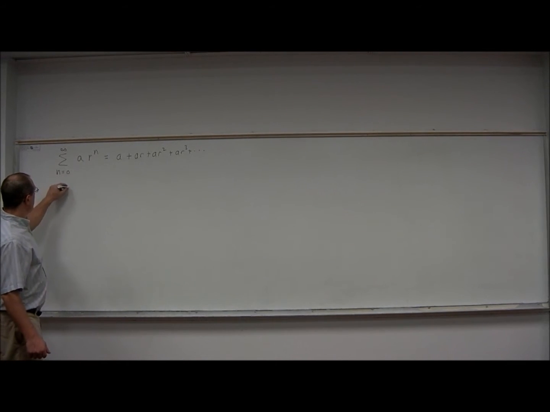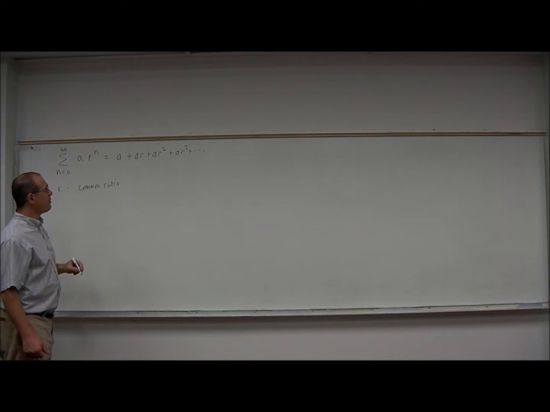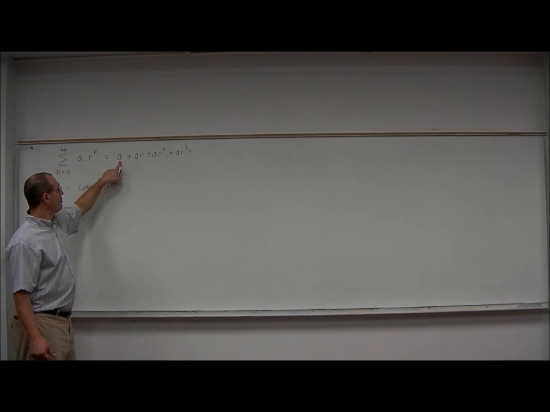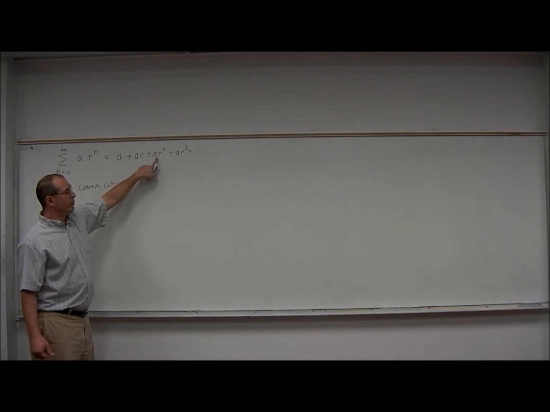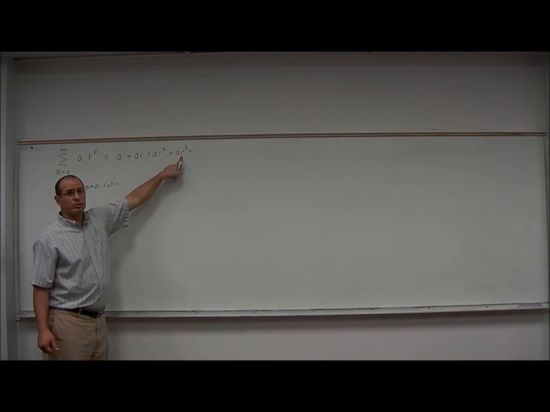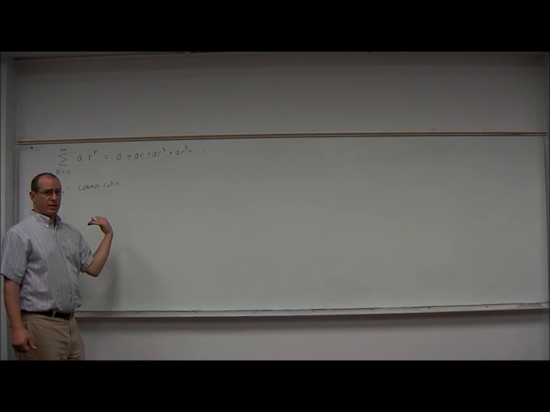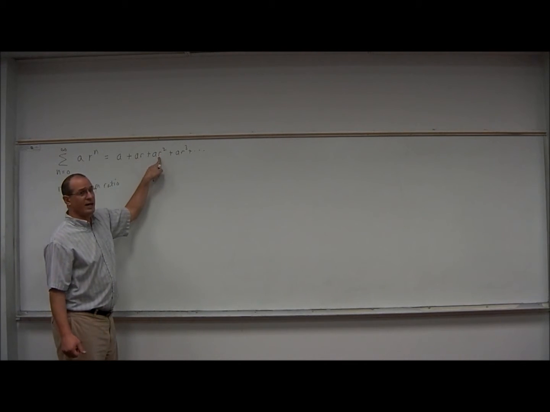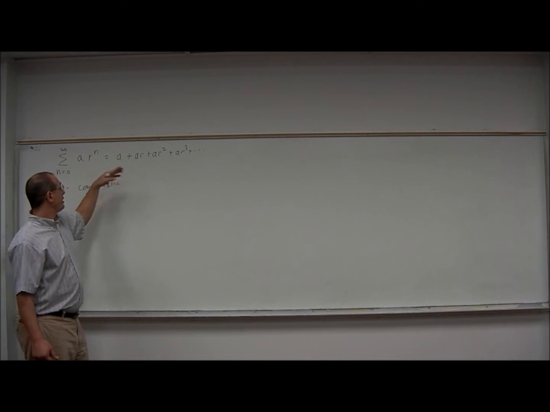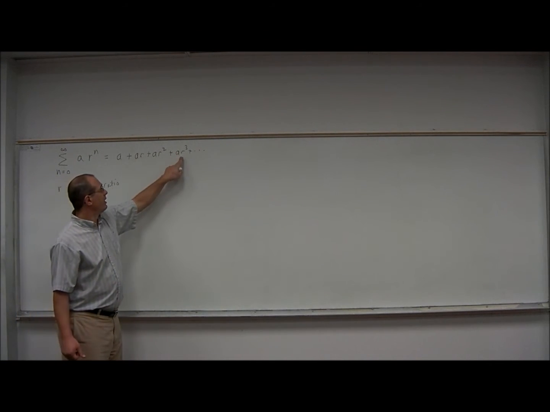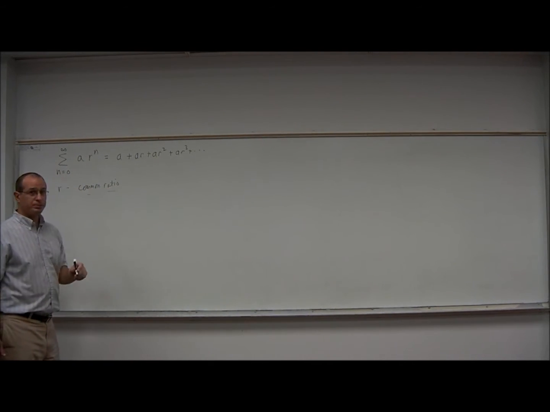The number r is called the common ratio. It might be more appropriately called the common multiplier. We multiply a by r, we get ar. We multiply ar by r, we get ar squared. Multiply by r, we get ar cubed, etc. We call it the common ratio by looking at that in the other direction. Ar cubed divided by ar squared is r. Ar squared divided by ar is r. So the ratio of a term to its predecessor is r. So we call it the common ratio.